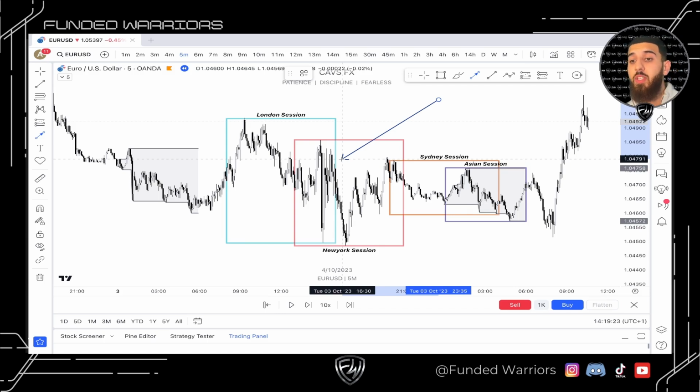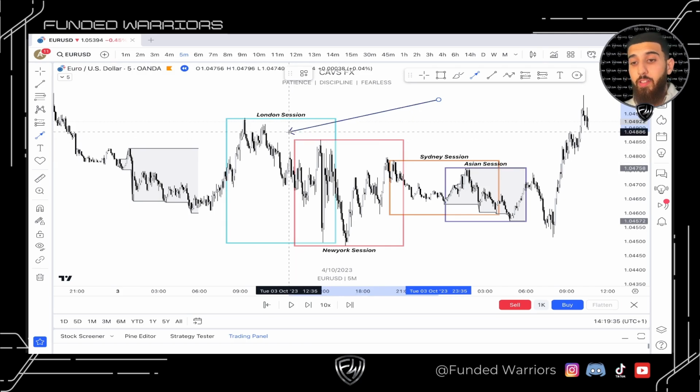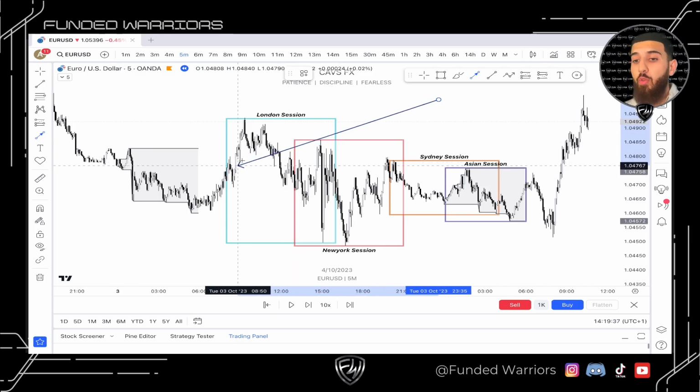Our whole strategy is based on following smart money, following your big institutions, your banks, right? So of course we want to be trading during the same time as them so we can get into the same trades as them. And of course, if you look at the charts, you can see there's a lot of movements. You have big candle movements within these sessions, right?